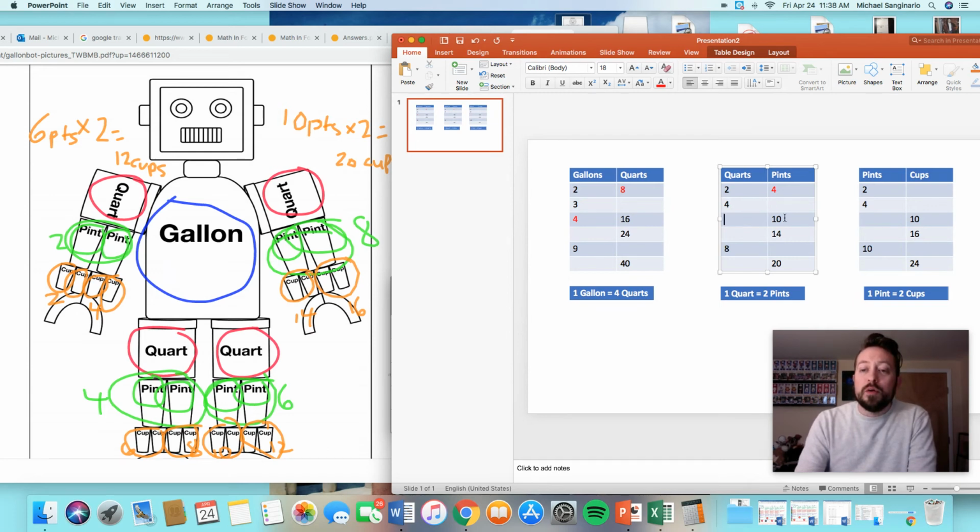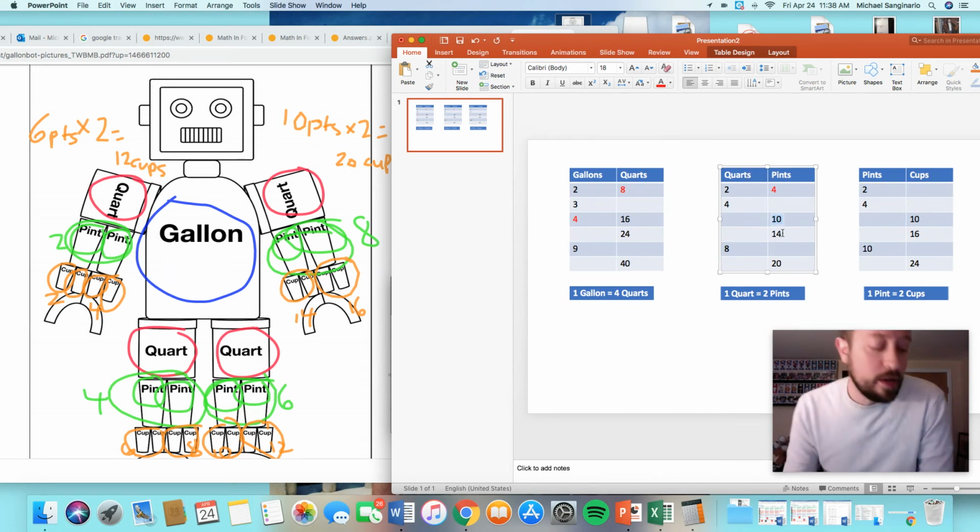Now again, we're going from a smaller unit, pints, to a bigger unit, quarts. So we need to divide by 2. So you need to see how many times 2 goes into 10. Well, I'm going to count by 2s. 2, 4, 6, 8, 10. So the answer would be 5.